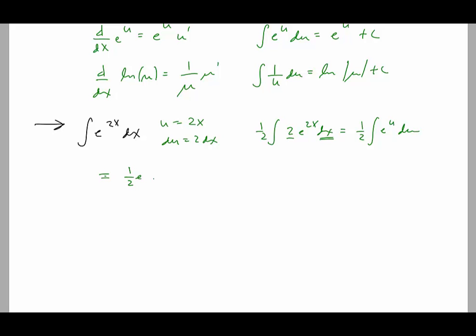So e to the u is equal to 2x, so this integrates into 1/2 e to the 2x plus c. So this is no big deal. That's easy to do. Now what if we introduce another variable though? What if we had x e to the 2x dx? I can't integrate this anymore. Just with that one change I can no longer integrate this.